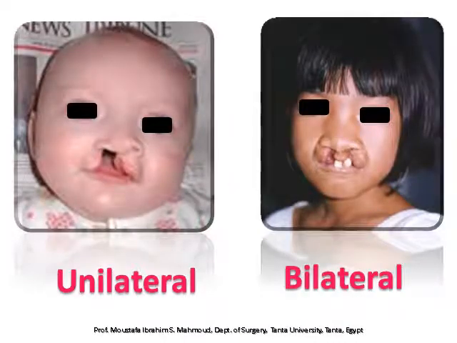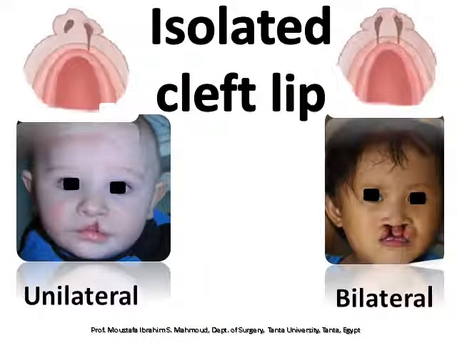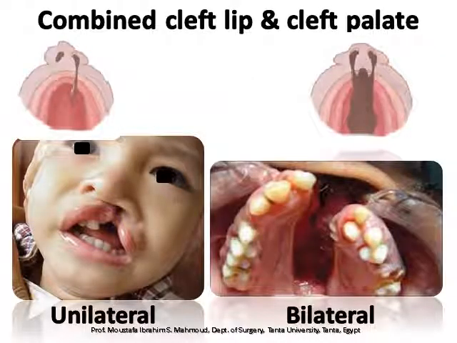Unilateral and bilateral cleft lips. Incomplete and complete. In the incomplete one, there is separation of the oral and nasal cavities, but in the complete one, there is no separation of the oral and nasal cavities. The 2 cavities are open with each other. Isolated cleft lip, affection of the cleft lip only, bilateral and unilateral. Combined cleft lip and cleft palate, unilateral or bilateral.